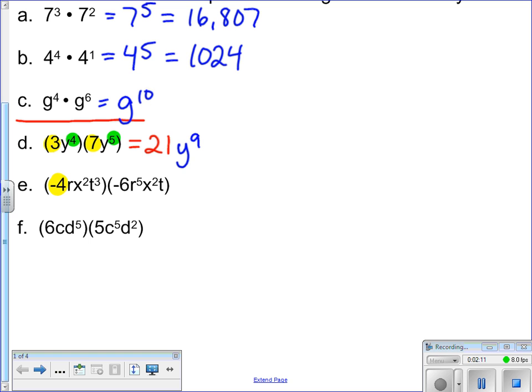Alright, so if you multiply the 4 and the negative 4 and the negative 6, you should get positive 24. And now let's add the exponents for the r. 1 plus 5 is 6. 2 plus 2 makes x to the 4th. And 3 plus 1 makes t to the 4th. And that's it.